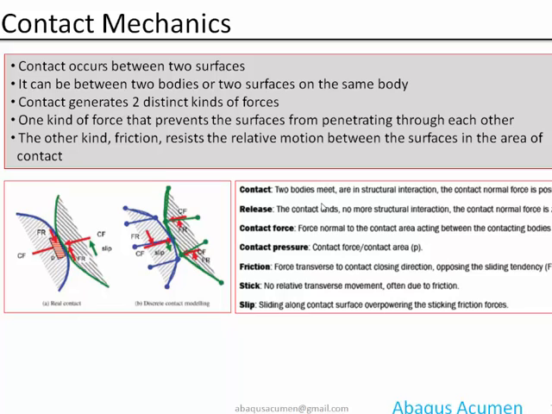Contact force is the force normal to the contact area acting between the contacting bodies, that is called the contact normal force. If you take this force and divide it by the contact area, you will get the contact pressure. A lot of people, when you do analysis, will ask what is the contact pressure between the two contacting bodies. This is nothing but your contact normal force divided by the contact area. Now friction is the force transferred in the contact closing direction that opposes the sliding tendency.